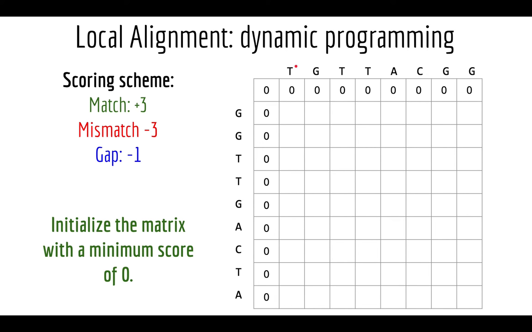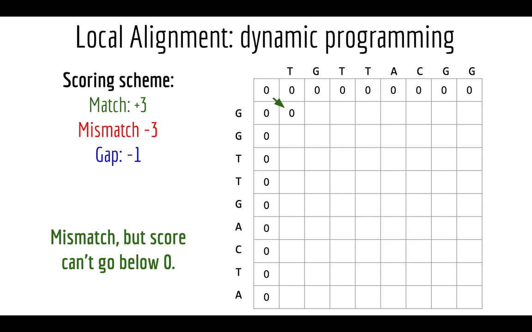compare the first nucleotide of this sequence to the first nucleotide of this sequence. And this is where the scoring scheme comes in. If there's a match, we bump up the score by 3, and we would put a 3 in this cell because the score has changed based upon that match. If there's a mismatch, we reduce the score by 3, and if there's a gap, we reduce the score by 1. With one exception, the score can never go below 0.